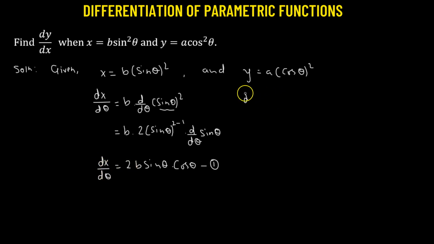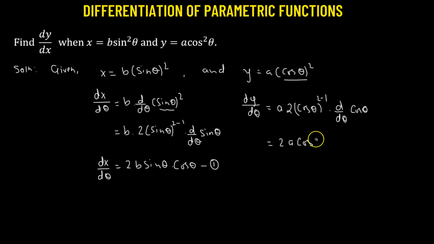Next, we will take the derivative of function y with respect to theta. So that will be equal to a multiplied by, here we can use the power rule to get 2 times cosine of theta raised to the power of 2 minus 1, multiplied by the derivative with respect to theta. Here also we'll have to use the chain rule because we have cosine theta instead of theta. So we'll take the derivative of the cosine function. This is going to give us 2a multiplied by cosine theta, and the derivative of the cosine function is negative sine theta. So let's label this as number 2.